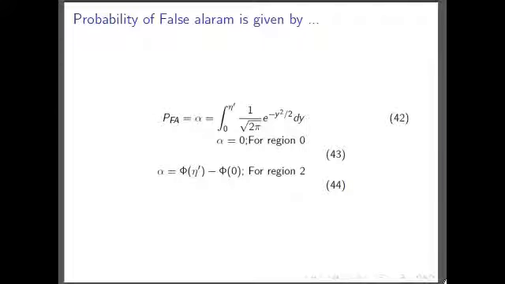Now let us calculate the probability of false alarm. In general, the probability of false alarm is defined as deciding in favor of 1 when 0 is sent. Here, probability of false alarm is calculated by integrating the density function over the appropriate region. We get alpha is equal to 0 for region 0 and the probability of false alarm, which is denoted by alpha, is equal to phi of eta dash minus phi of 0 for region 2, where phi is a Gaussian function.